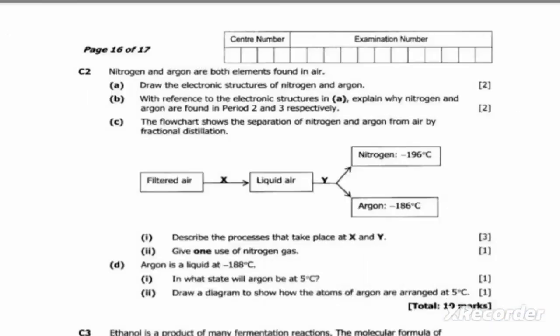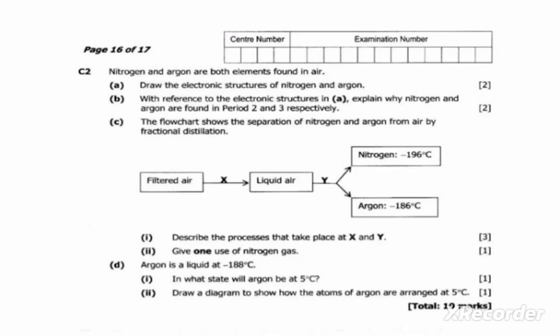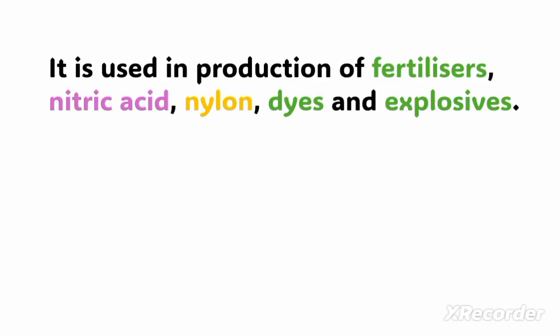Okay, we now shift to the next question, which is question C2. We are not yet done. Question C2C, Roman numeral 1. Give one use of nitrogen gas. So nitrogen gas is used in the production of fertilizer. Nitrogen is used in the production of fertilizer, nitric acid, nylon dyes, and explosives.